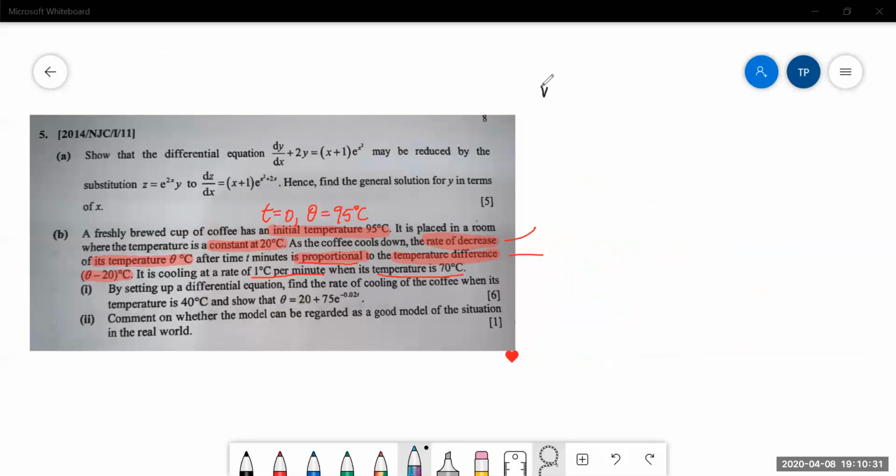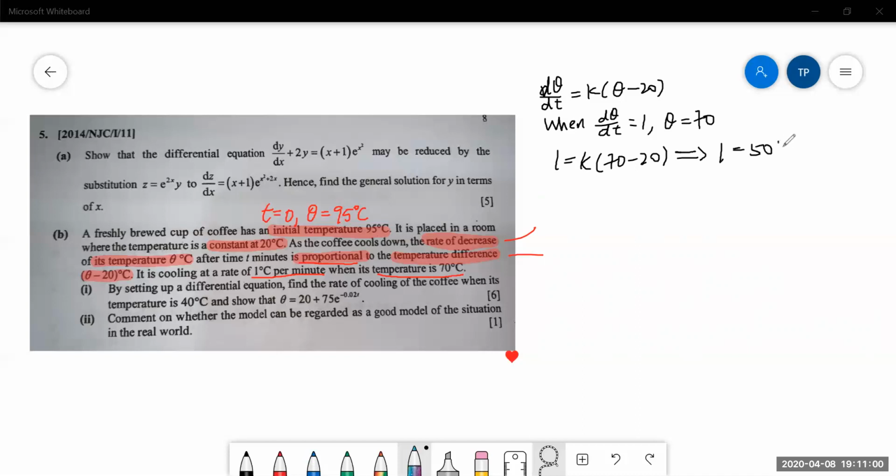So I know that d theta dt is equals to k times theta minus 20. When d theta dt is equals to 1, theta is equals to 70. So 1 is equals to k times 70 minus 20, which will give us 1 equals to 50k. So k is equals to 1 over 50. So from here we know that d theta dt is equals to 1 over 50 times theta minus 20.